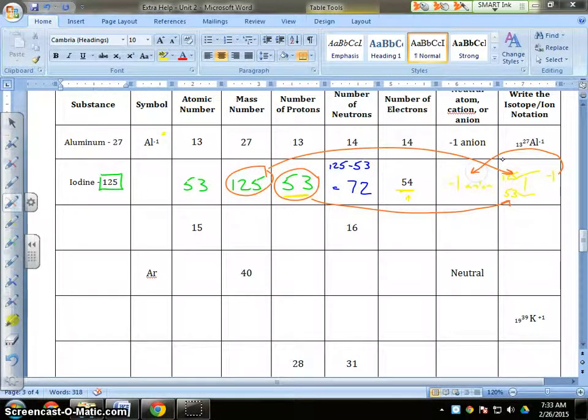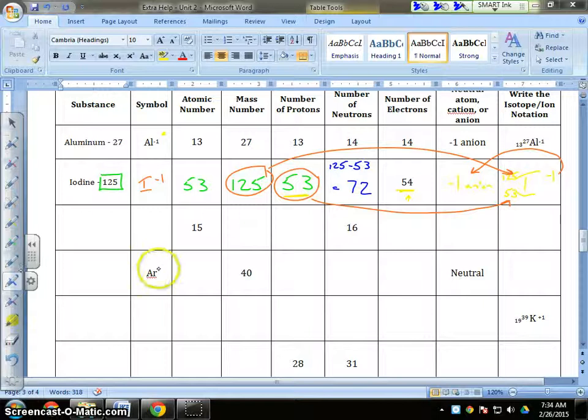Okay? And then again, your symbol is simply going to be a quick little repeat of whatever we did for the ion isotope notation. Seem easy enough? Okay, so we're going to skip down one just so that we can go a couple at a time and I can leave writing up there.